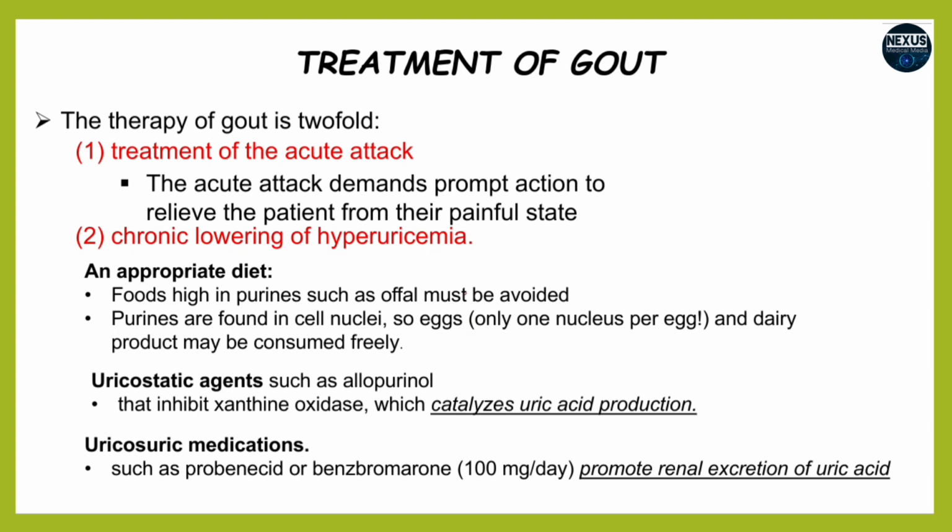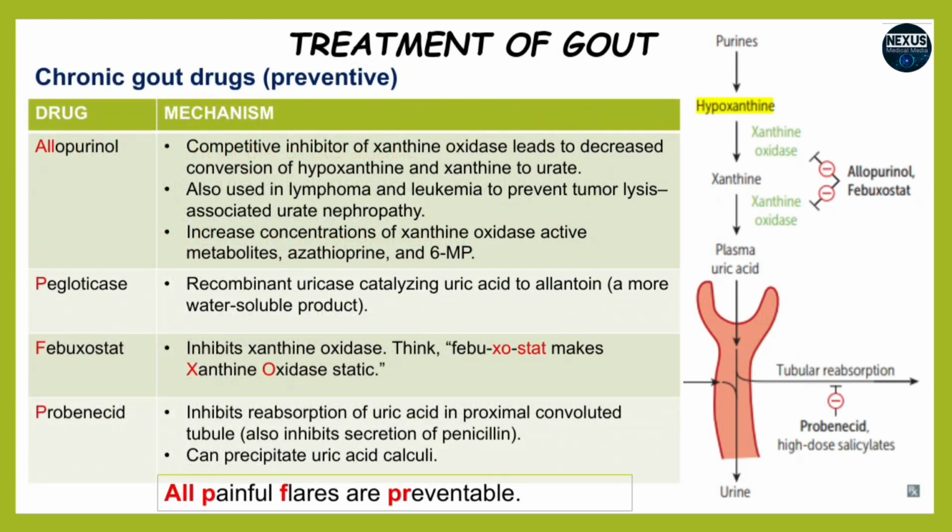Right, so let's divide this management of gout into 2: acute attack and chronic gout. Let's start with chronic gout. So these drugs are mainly preventative. They do not work in acute attacks. The first one is allopurinol. Right, so allopurinol is a competitive inhibitor of xanthine oxidase, and it leads to decreased conversion of hypoxanthine and xanthine to urate or uric acid.